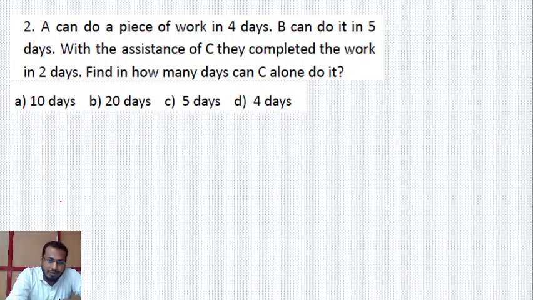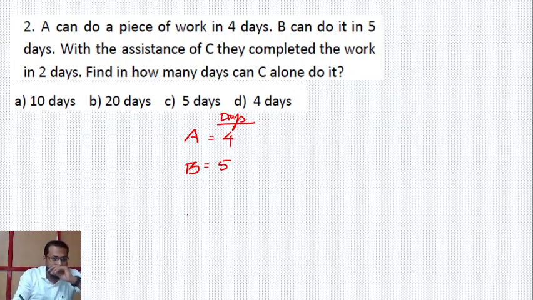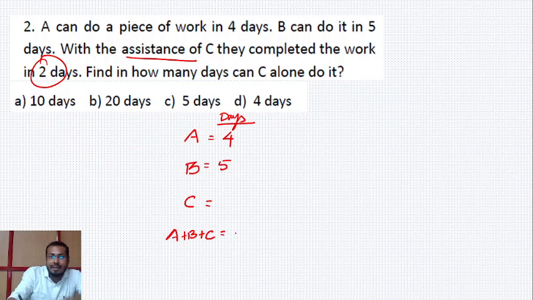A can do a piece of work in 4 days. B can do it in 5 days. So let's write these things. A can complete a work in 4 days. B can complete the work in 5 days. So these things are days. With the assistance of C, they completed the work in 2 days. There is one more person, C, but here this 2 does not say C's days. It was with the assistance of C. That means with the help of C, since A and B are already working, they complete it in 2 days. So we need to write 2 here.